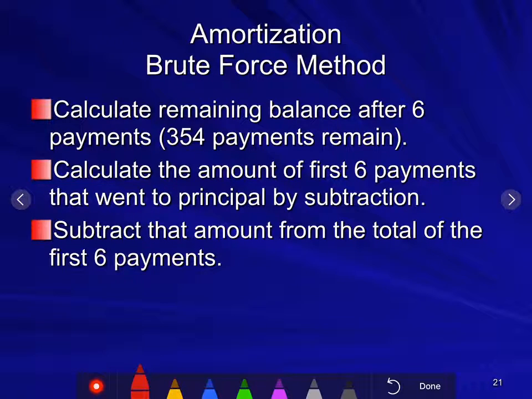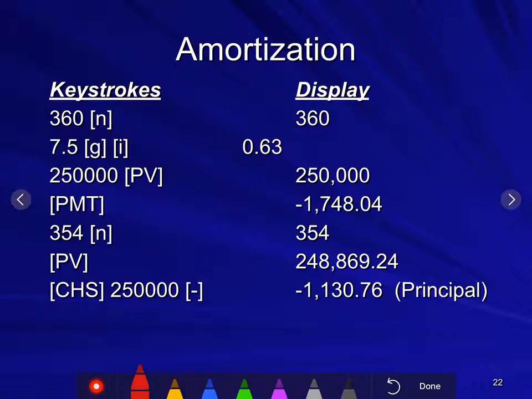Well, what we can do is calculate the remaining balance after 6 payments. So 354 payments remain. You effectively put the mortgage in, calculate the payment, and then change N to 354. We can then calculate based on that remaining balance. We know we started off owing $250,000. At the end, we'll find out we owe X. So the difference is how much went to principal. We can then calculate the total amount that was paid and subtract the amount that went to principal from that, and we get the amount of interest.